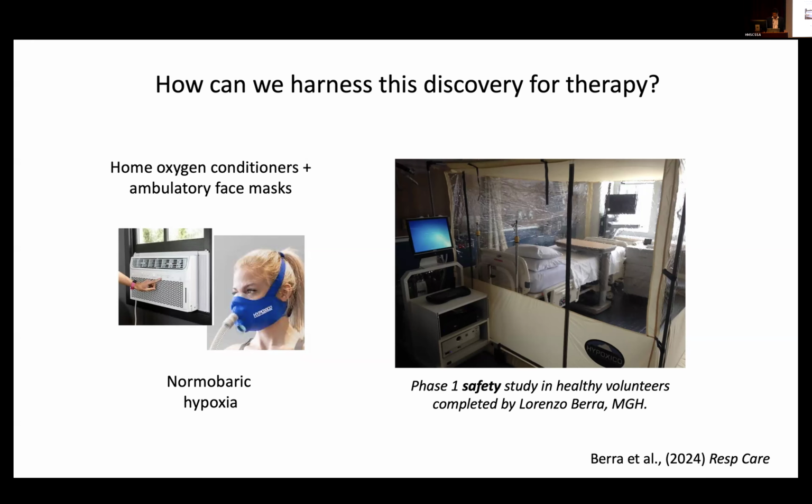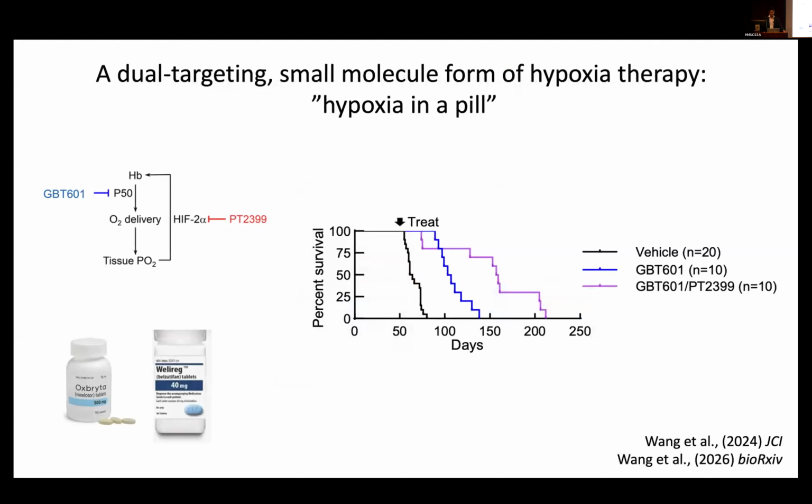So that's a possibility. But of course, what would be very, very convenient is if we could actually bottle this up into a pill. And we introduced the concept of hypoxia in a pill a few years ago. And our vision was to take 2 drugs that basically hematologists have been developing for completely different purposes. There's a class of molecules called the GBT series of molecules. These are hemoglobin affinity enhancers.